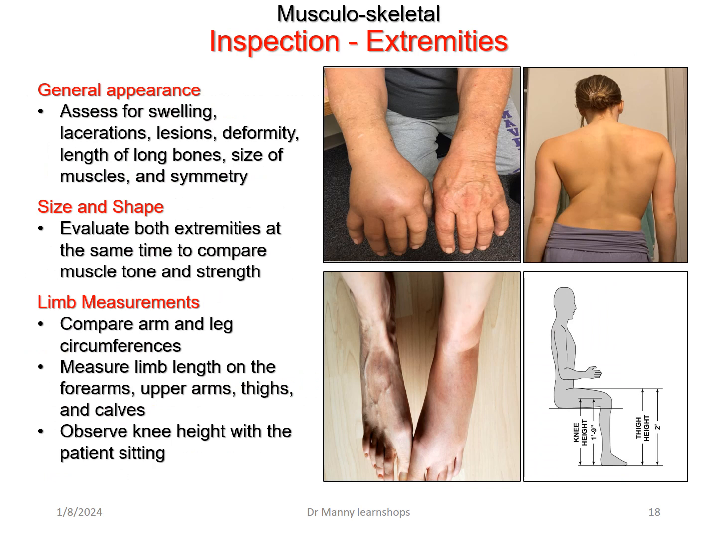When we inspect the extremities, we're looking for general appearance. You assess for swelling, laceration, lesions, any deformities, the length of the long bones, the size of the muscles, and symmetry. You also assess for size and shape. So you evaluate both extremities at the same time to compare muscle tone and strength. Limb measurements, so you compare arm and leg circumference. You measure limb length on the forearms, upper arms, thighs, calves. You observe the knee height with the patient sitting. It should be symmetrical.